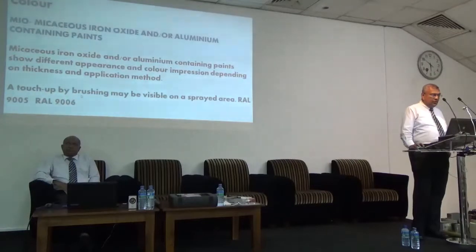Because there's an issue also, you can't touch up these paints. RAL 9006 is an aluminum color. Aluminum pigment is not a decorative color. So if you have touching up, you can't touch up. It will show off, so you have to do a deep patch. 9005 is MIO, white is iron oxide.